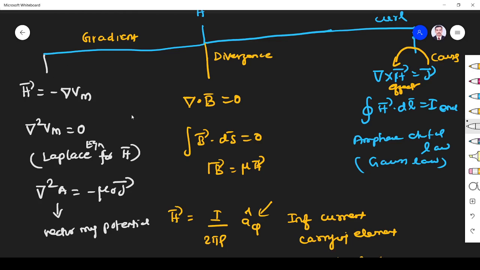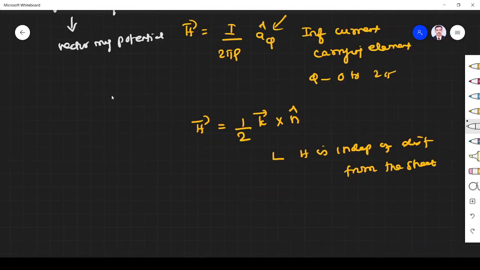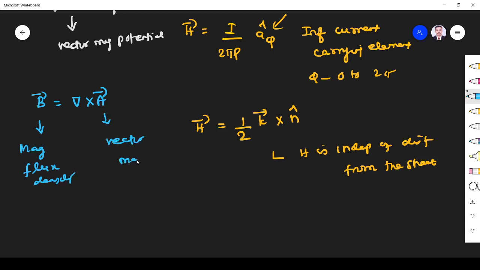Okay, next, what are the things we have to remember? We have to remember the potential of the vector magnetic field. So B is equal to del cross A. It is the magnetic flux density, and A is the vector magnetic potential. Everything I explained in the EC 8451 series, please refer. Okay, so this is a very, very important relation.